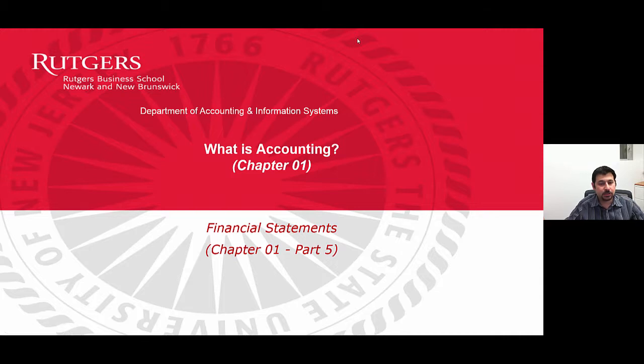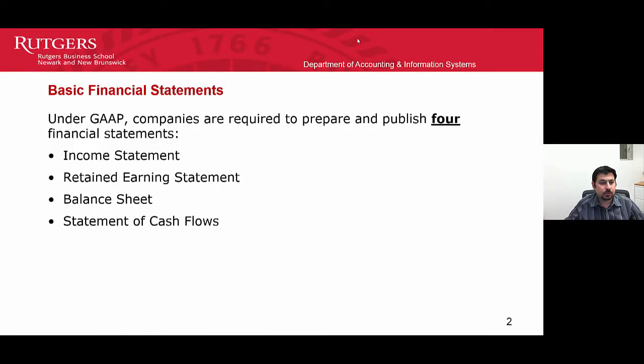In this part, and this is the last part of chapter 1, we will be talking about the financial statements. Basically, under GAAP, companies are required to publish 4 main financial statements, and those are simply income statement, retained earnings statement, the balance sheet, and the statement of cash flows. We will talk about them now, and we will be talking about them during the semester.